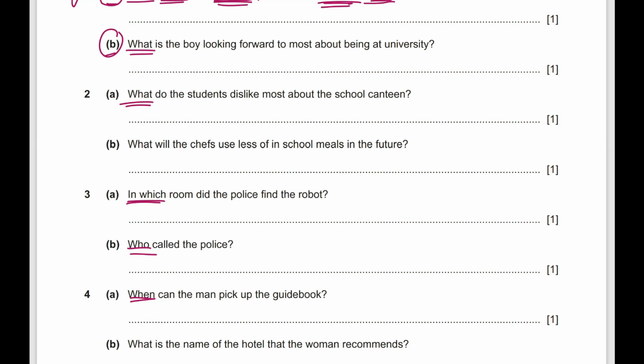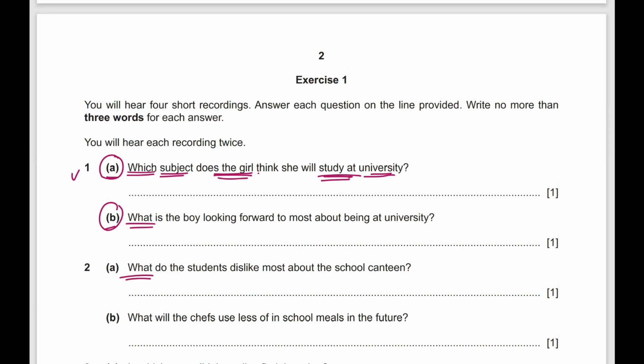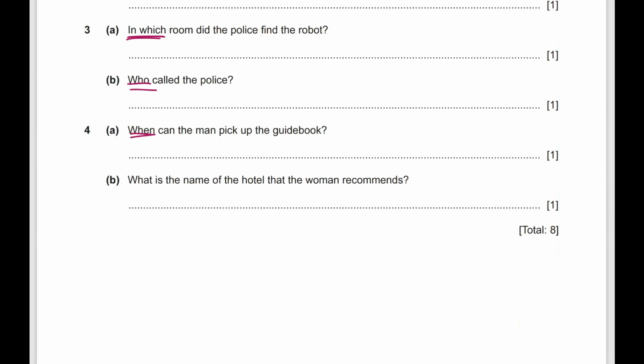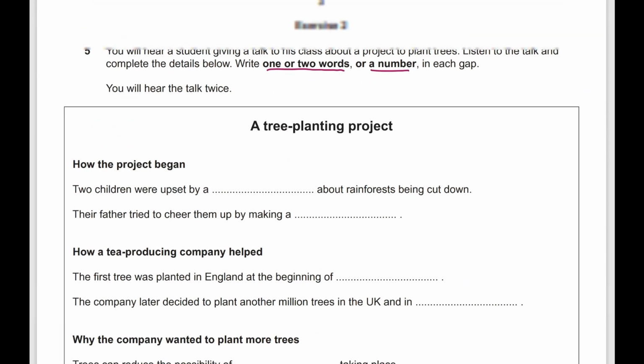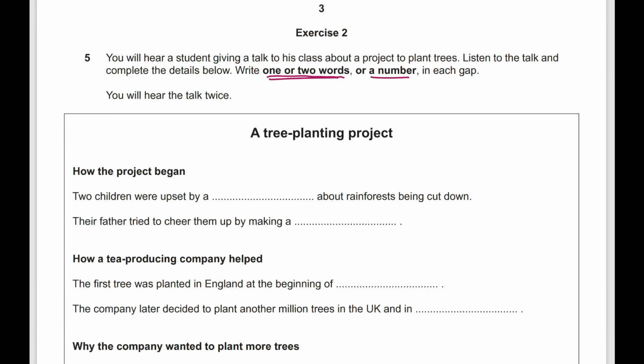Don't write more than 3 words or a number in exercise number 1. I say, write no more than 3 words. So don't write more than 3 words or a number. Exercise number 1, question 1 to 4, as you can see here. The other thing is, don't write more than 2 words or a number in any one blank in exercise number 2. Remember, 1 or 2 words. فحضرتك you are not supposed to write more than that. يبقى exercise 2 وكمان معاهم exercise number 5.